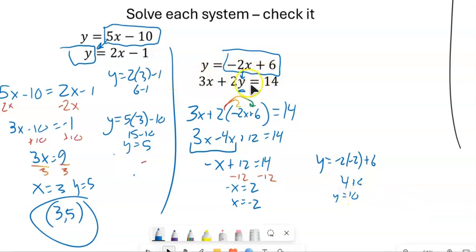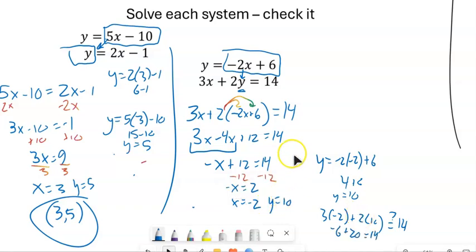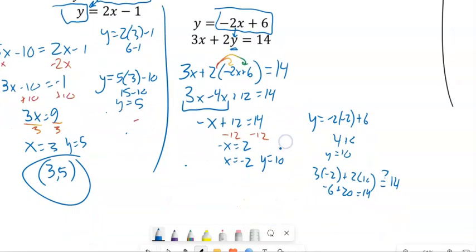Let me make sure that works in this equation as well. 3 times negative 2 plus 2 times 10. Does that in fact equal 14? Negative 6 plus 20. Yeah, that's 14. Great. So I could say that my answer to my system is this, or I could write it as the ordered pair (-2, 10).